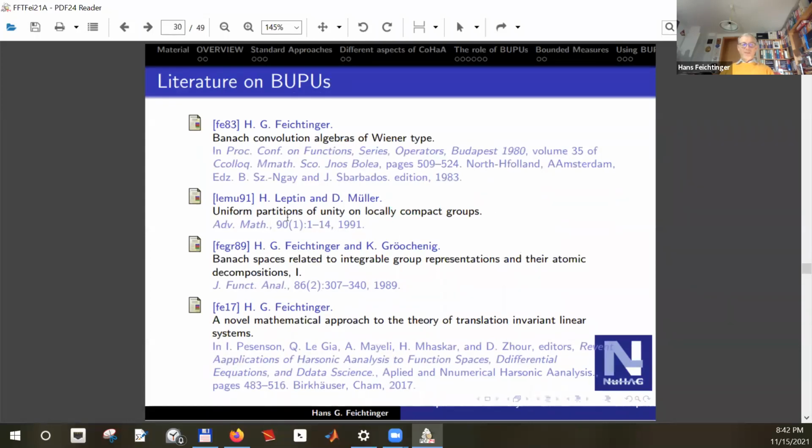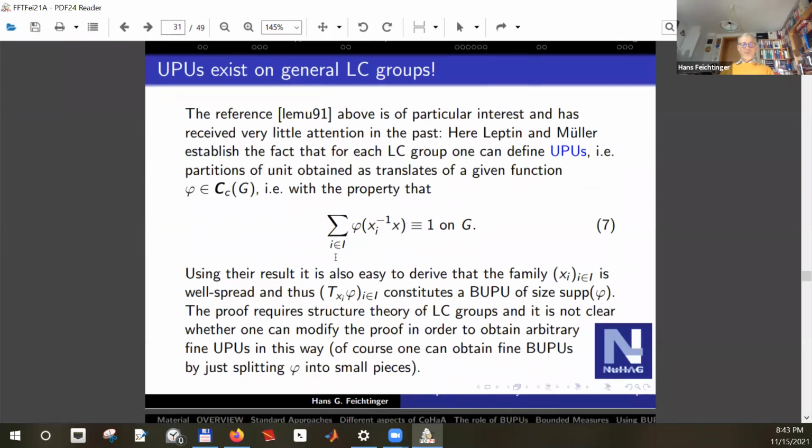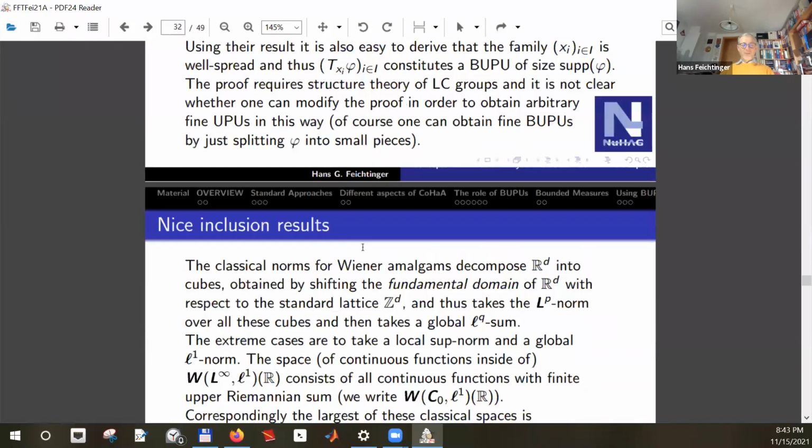So again, I mention the paper by Leptin and Müller on the existence of this one function shifted along a well-spread set. The original definition of the convolution with a characterization of systems was done in this paper from 2017. Yeah, here is the definition of the BUPUs, but I can leave it out here.